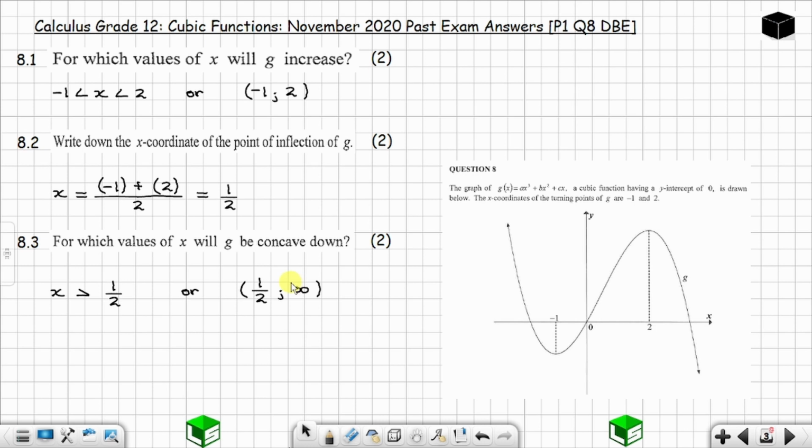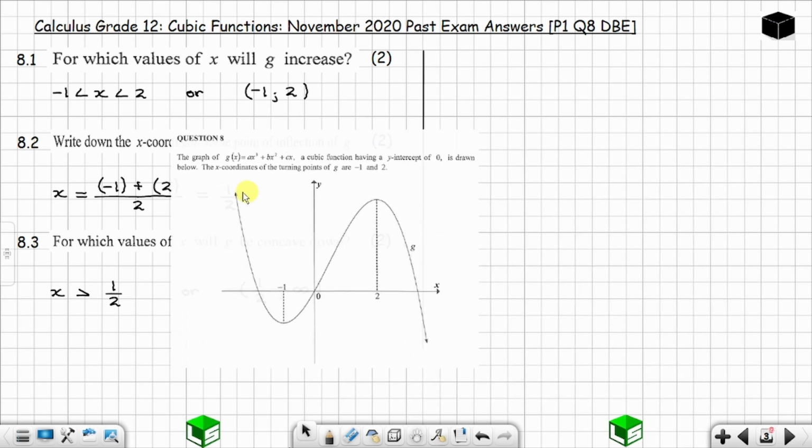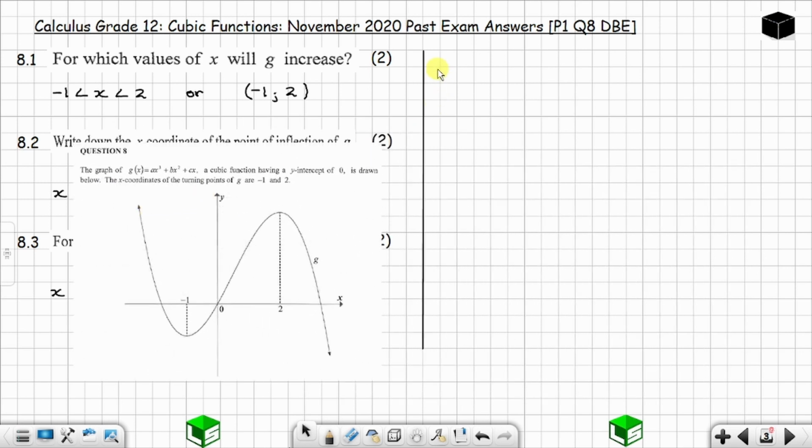Now let's move on to the next question. Let me put a line here. And let me do this. I'm going to do 8.4 here. And what is the question? The question says if g prime x is equal to negative 6x squared plus 6x plus 12, determine the equation of g. This question is 4 marks.